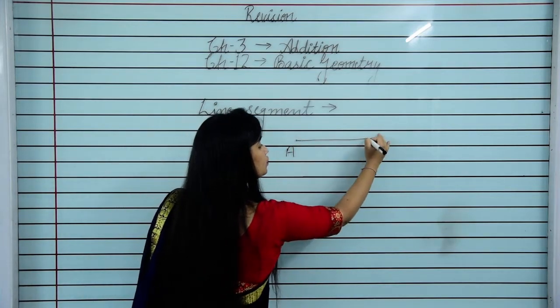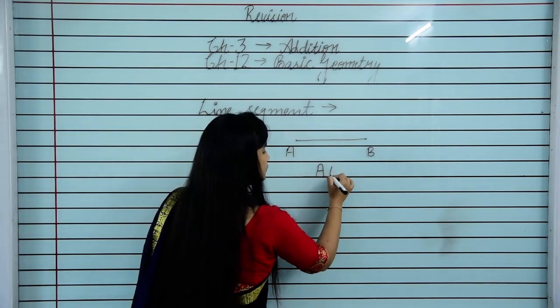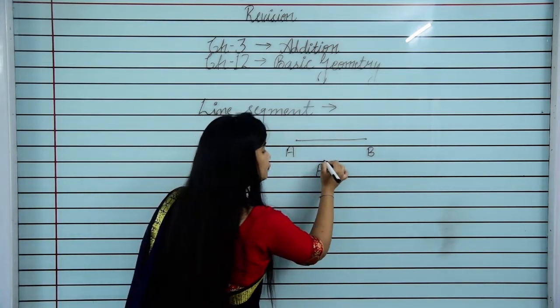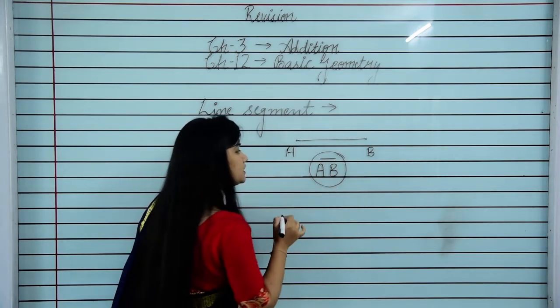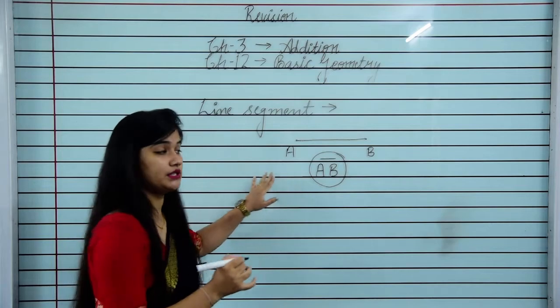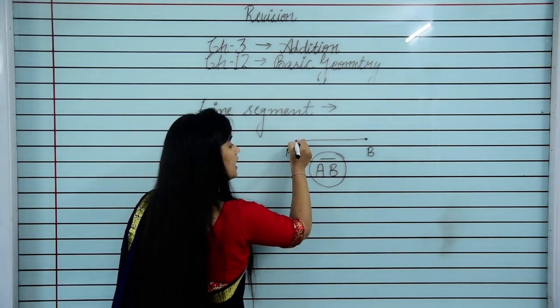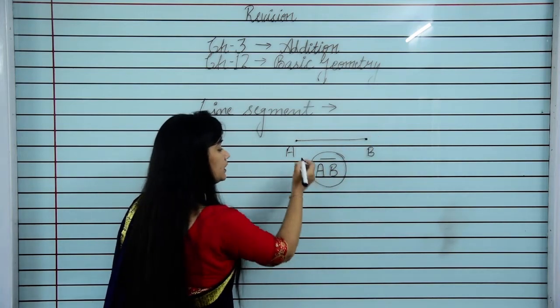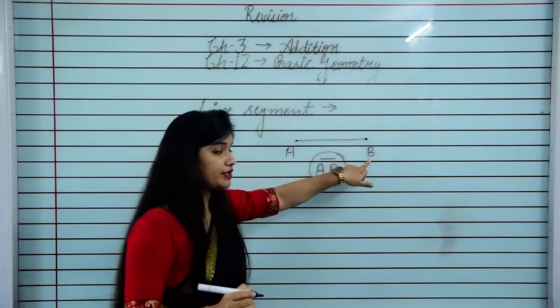And how we can show a line segment? To show a line segment, we have to write here AB and we have to show a small line here. This is the symbolic representation of a line segment. Now you can say this is a line segment and these points are showing, this is point A and this is point B.